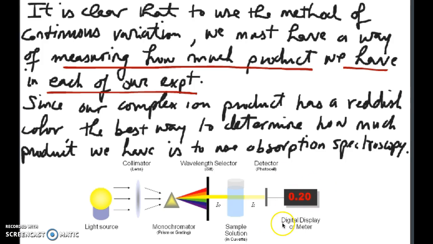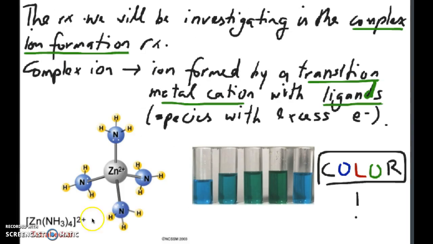Okay, so every object does this. It absorbs some amount of light that is shined on it. So we're going to use this to help us figure out how much product we're going to have. But how? Well, remember, one of the things I mentioned about the reaction we're going to be doing today, which is the complex ion formation reaction, is that these complex ions have color. The reason they have color is because they absorb some type of light that is shined on them.